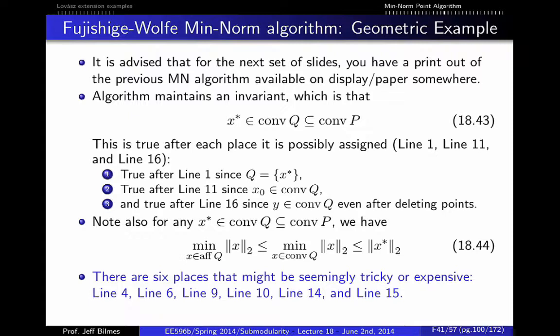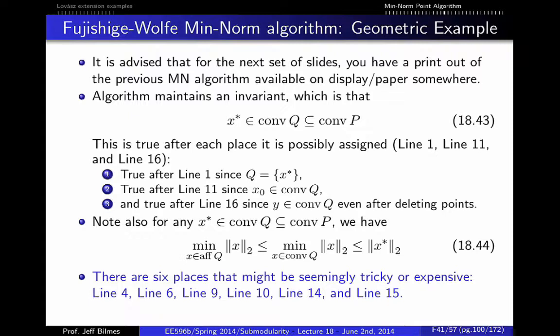The other potentially tricky bits are lines 9 and 10. Line 9 is essentially a linear equation solver, so this is done in n cubed time. I should have mentioned this before: there's a major loop starting at line 3 and a minor loop starting at line 8. Because line 9 is an n cubed operation, matrix inversion or linear solver, we know that the minor loop is at least n cubed.